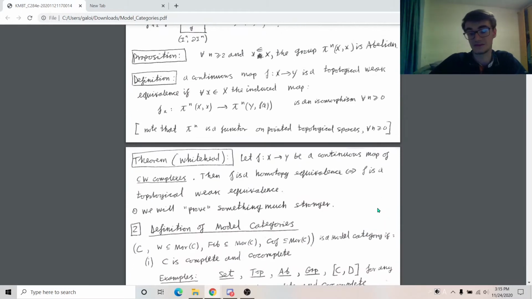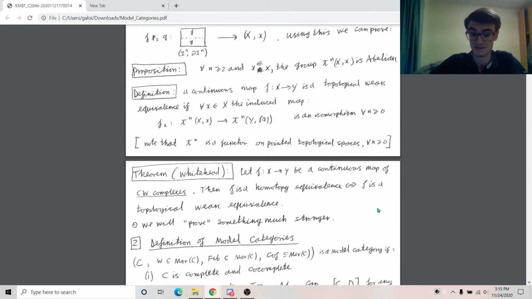Whitehead's theorem states that if you have a continuous map of CW complexes, which are spaces built out of spheres glued along boundaries, loosely speaking, then this map is a homotopy equivalence if and only if it is a topological weak equivalence. As you can see, the forward direction is pretty easy. If you have a homotopy equivalence, you can prove that all the induced maps in high homotopy groups are isomorphisms. But the converse is pretty tricky.